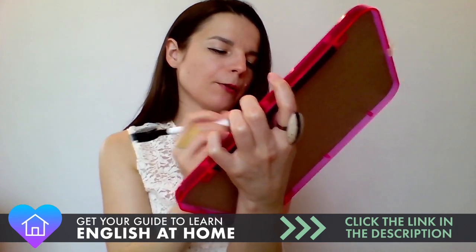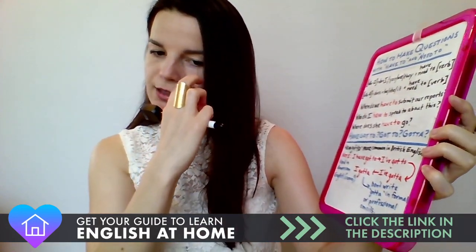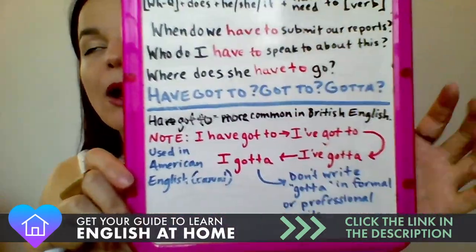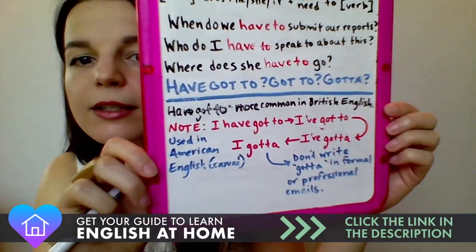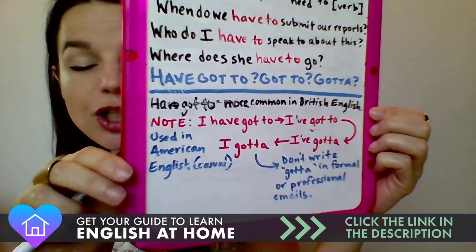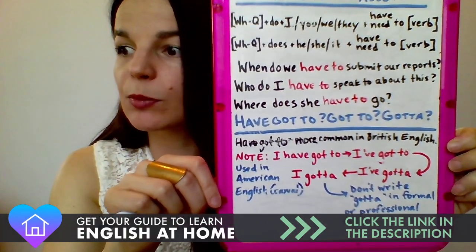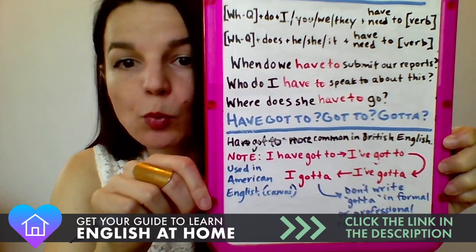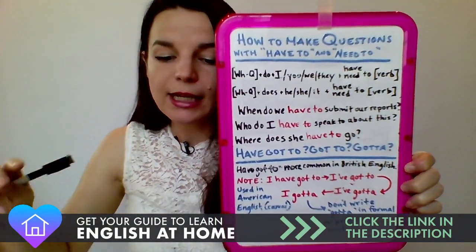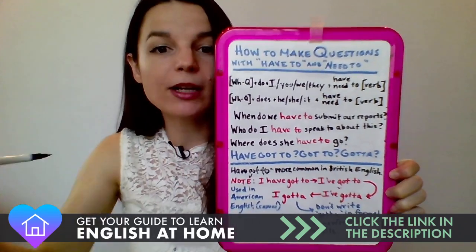Okay, there we go. Have got to. So let's talk about this. Some of you have asked questions like, what about have got to, or gotta, or ought to? Have got to is an expression that is a little more common in British English. It's used in the same way as have to, so the grammar is the same.